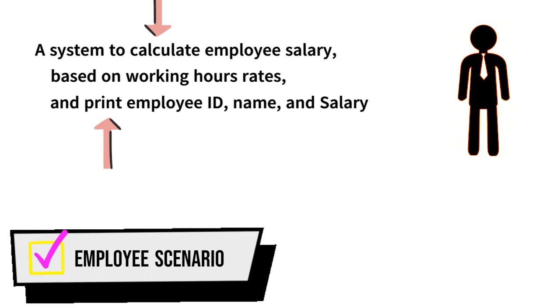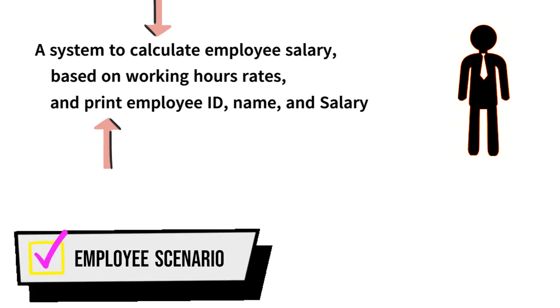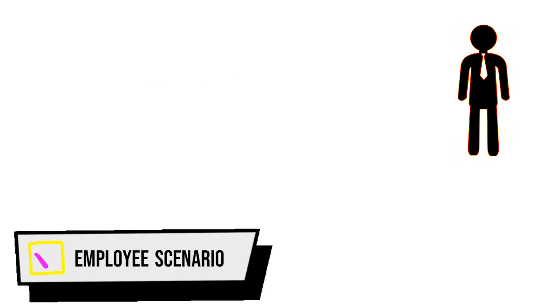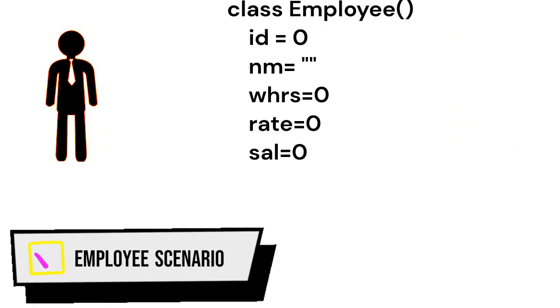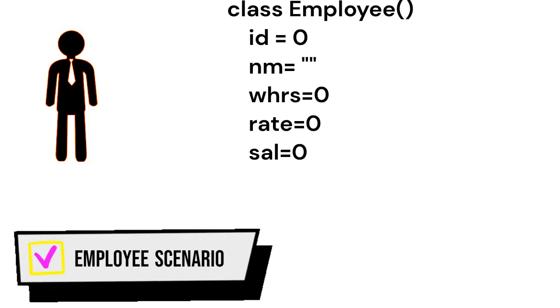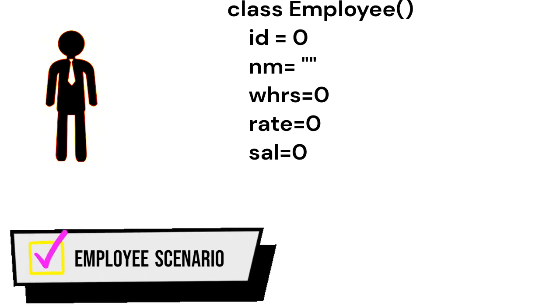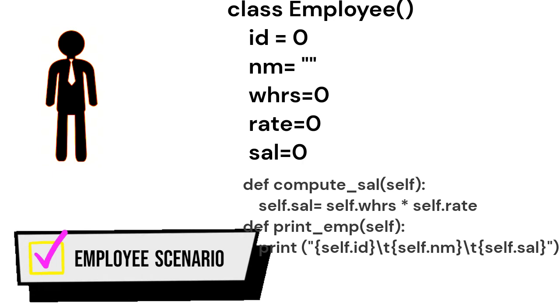Our core item is the employee. So, we will create a class for the employee with the following data members or variables: ID, name, working hours, rate and salary. And two functions: calculate salary and print data.